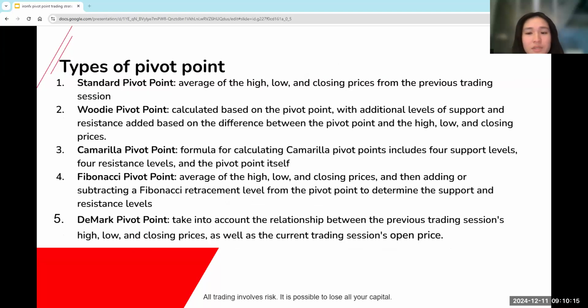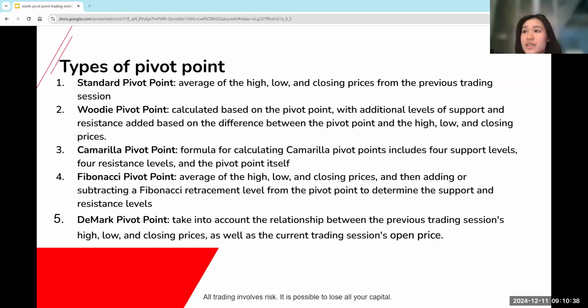Okay, so there are a couple of different pivot point trading methods. The main differences between them include, firstly, the standard pivot points. This method involves using a simple calculation to determine the pivot points. That's just the average of the high, low, and closing prices from the previous trading session.